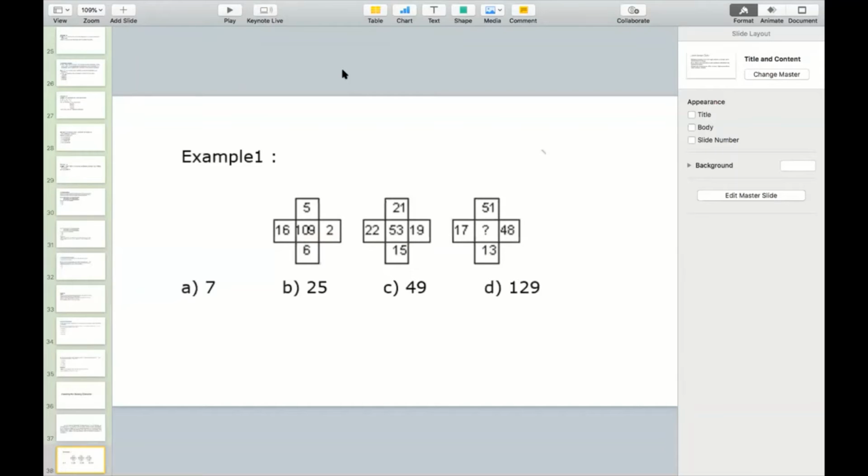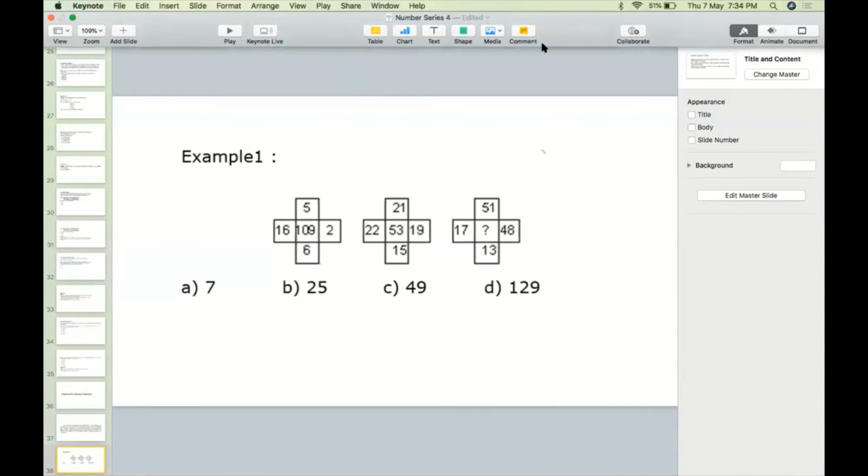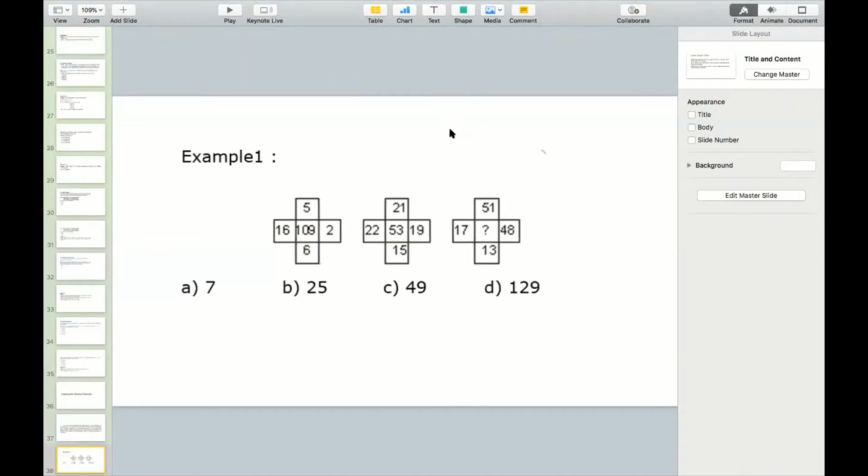And we can follow the same. 17 minus 13 will give you 4 square, which is 16. 51 minus 48 will give you 3 square, which is 9. And 16 plus 9 will give you 25, which is option B. So Suramya got the correct answer because her pattern was also correct.